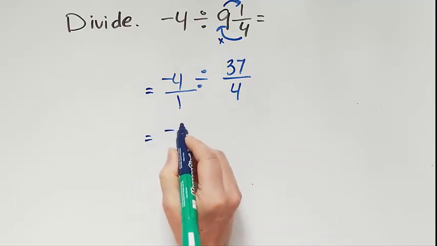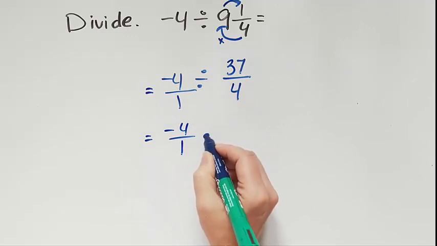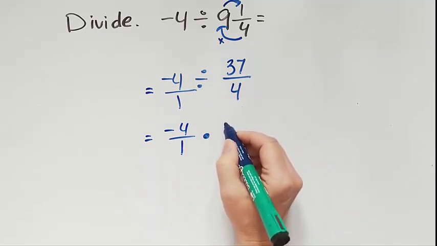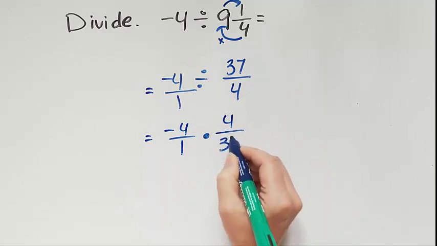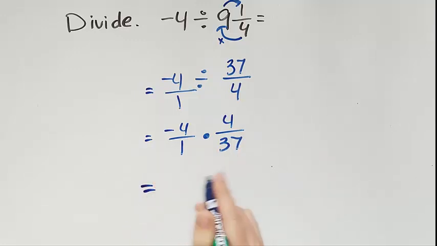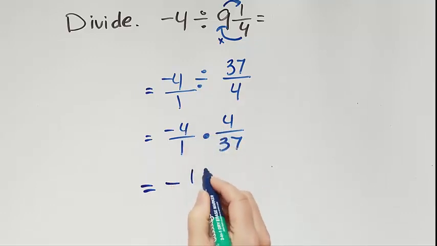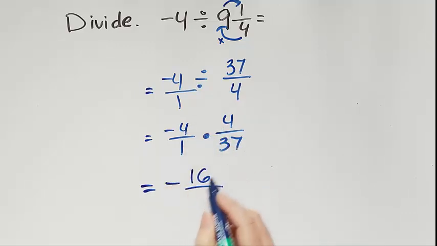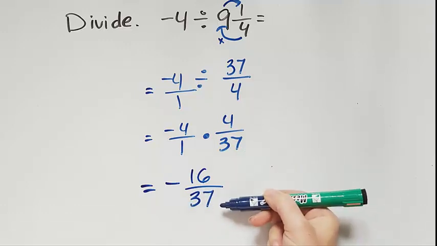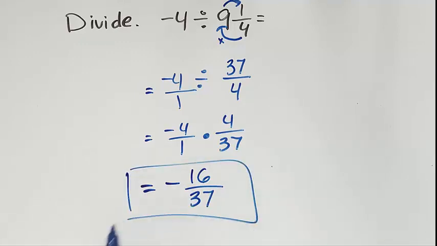So if you remember, you keep, we change division to multiplication, and you flip. So instead of 37 over 4, we have 4 over 37. So we have a negative times a positive. Different signs means we have a negative answer. Straight across, 4 times 4 is 16. 1 times 37 is 37. Do 16 and 37 have any numbers in common? They do not, so this is your final answer.